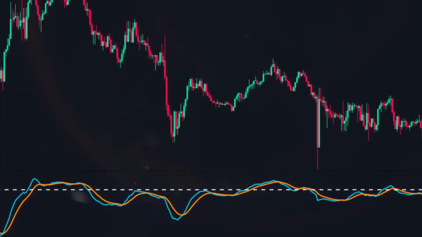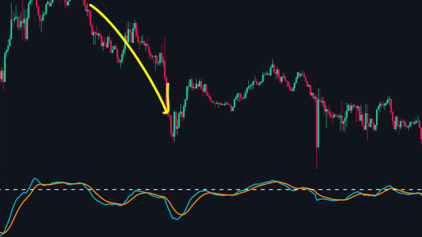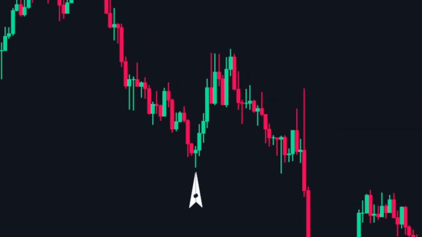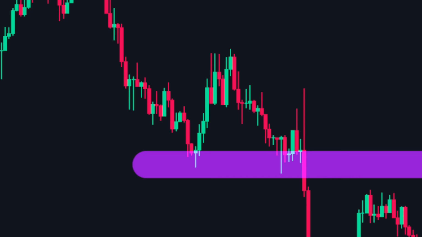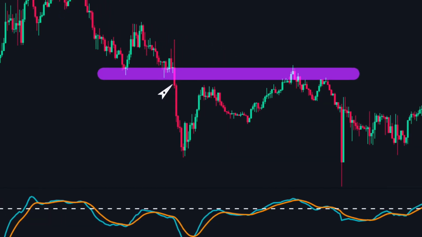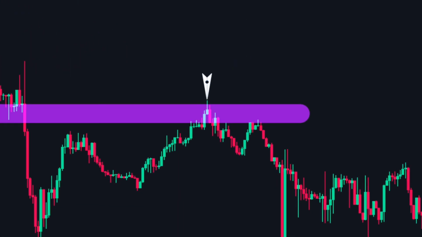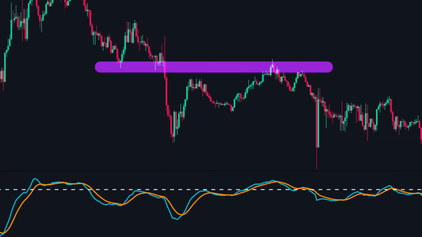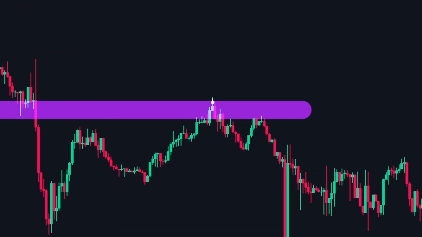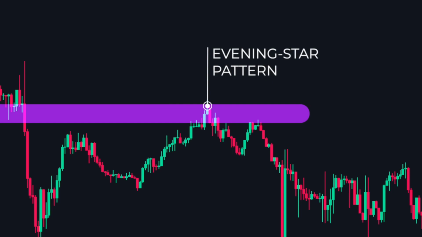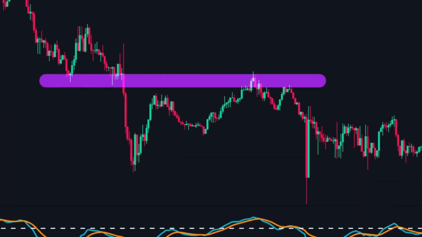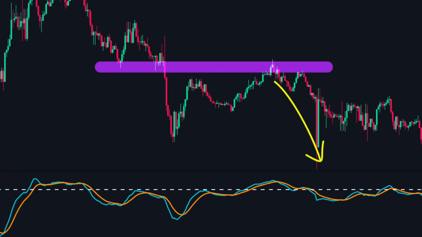Here is a sell trade. Here, the price was in a downtrend as it moved lower. This reversal point helped us identify a support level. Then, the price broke below it, turning the support into a resistance level. When the price pulls back to the resistance level, we expect the price to bounce. We also see that the MACD has moved above the zero line. So, we enter a sell trade when we see this evening star candlestick pattern. And as you can see, the price moved lower.